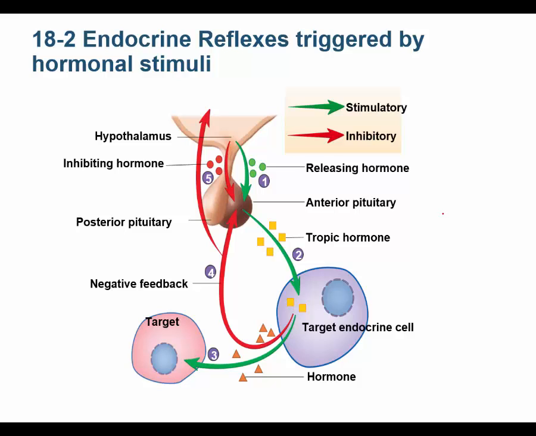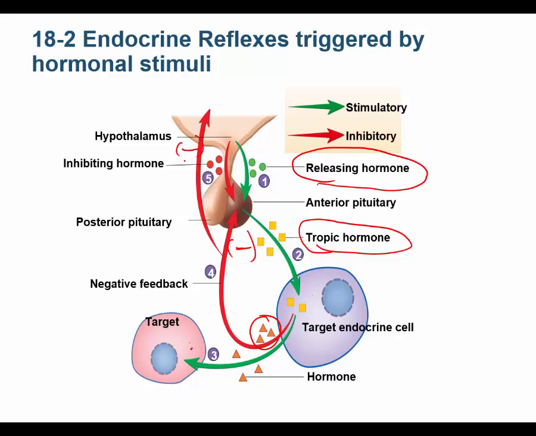And then I can have hormonal stimuli. And that's the classic example where releasing hormones from the hypothalamus turn on the pituitary. They secrete tropic hormones from the pituitary, go to the target endocrine cell, and they tell the target endocrine cell to make their hormone. The hormone goes out and has an effect. Meanwhile, this end hormone negatively feeds back on the pituitary, and negatively feeds back on the hypothalamus, and shuts down the releasing hormones and the tropic hormones.